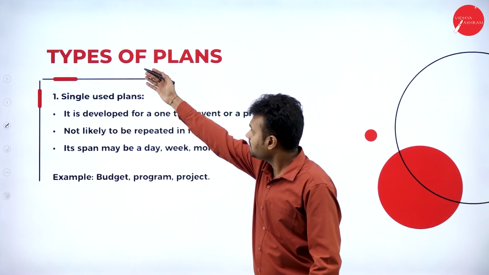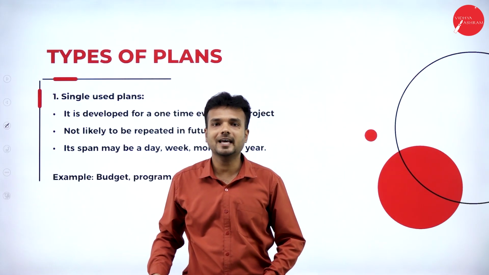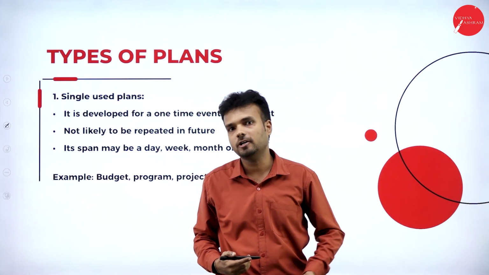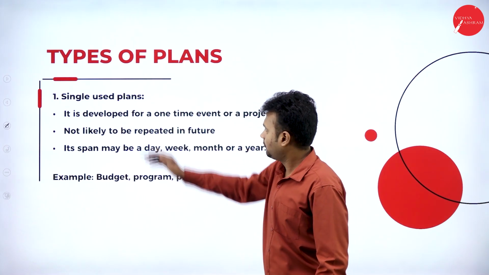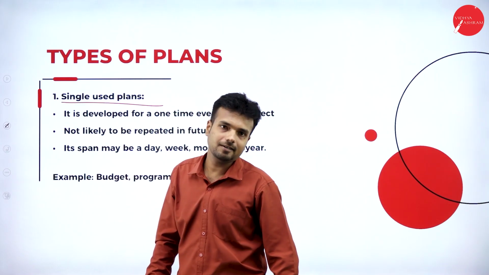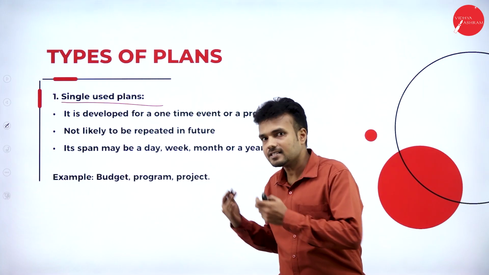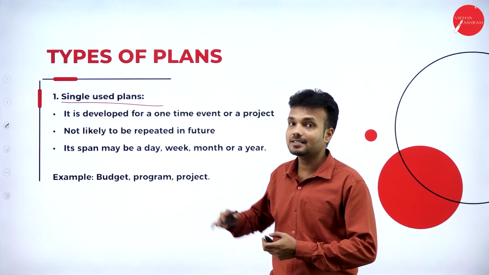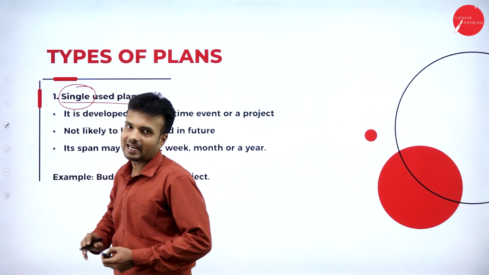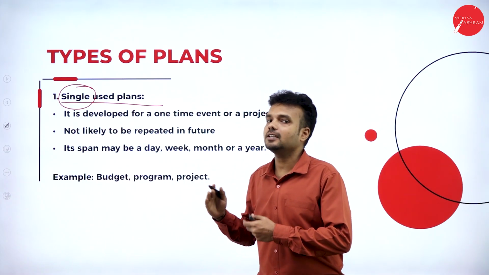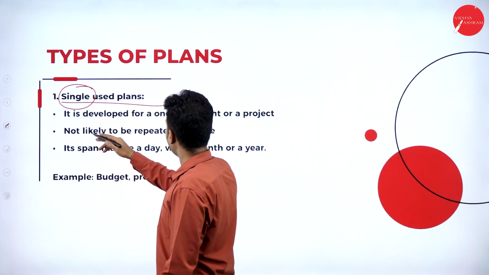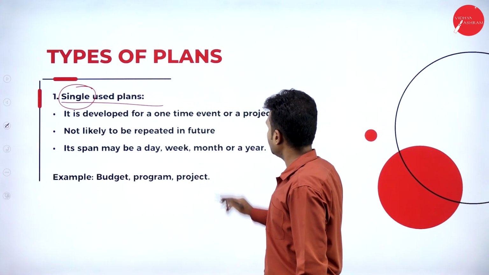Moving forward, types of plans. There are many types of plans. Here we are supposed to study only 4 kinds of plans from the exam point of view. The first kind of plan is a single use plan. What do we mean by this single use plan? The name itself suggests that it is a plan that can be used only once in the lifetime. Once the plan gets used, it is over. It cannot be reused. It is developed for a one-time event or a project.